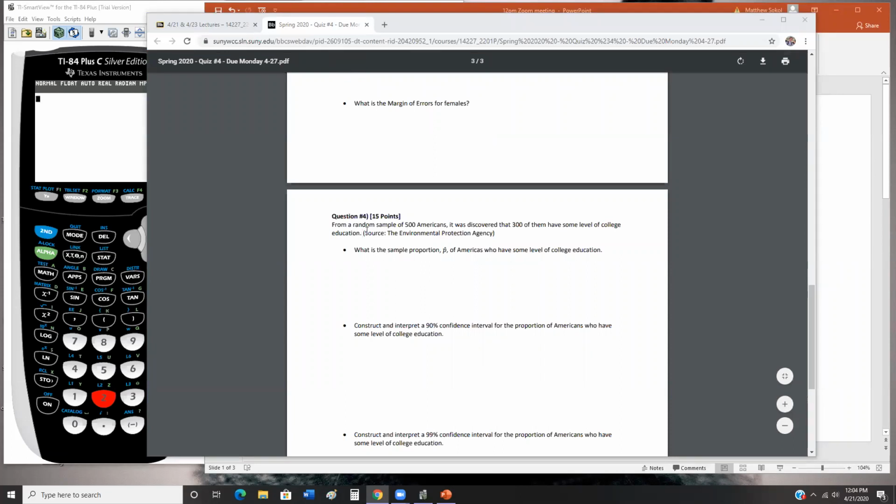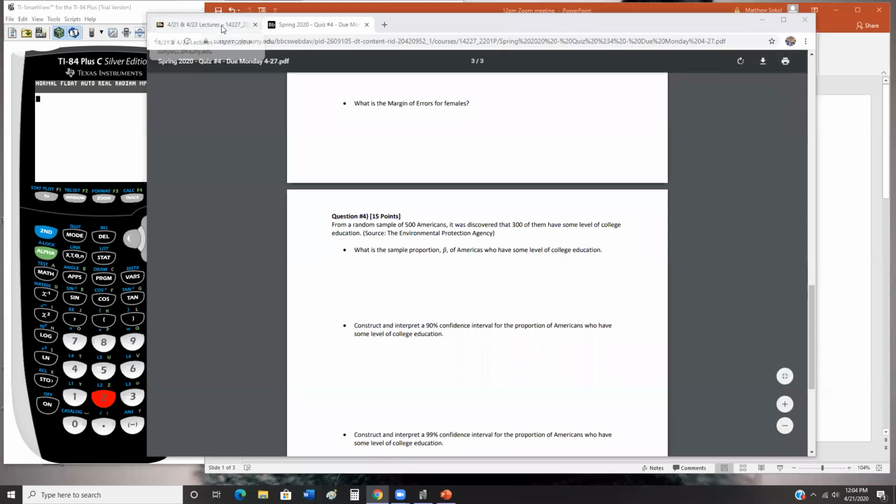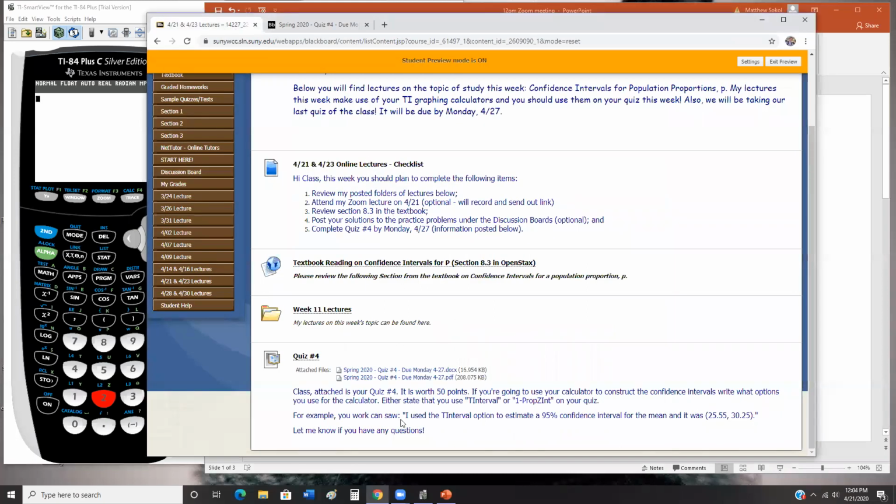I highly encourage you to not wait until Monday night to complete the quiz, just while everything's still fresh in your mind. And just a note, when you use the graphing calculator this week to construct the confidence intervals, just let me know that you used it and write something like I have highlighted here when you use it, okay?